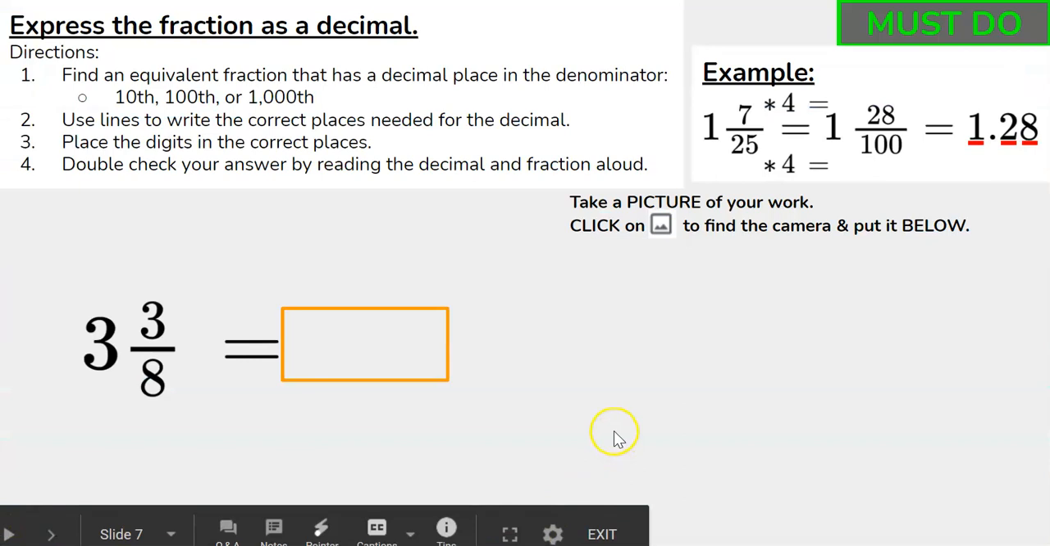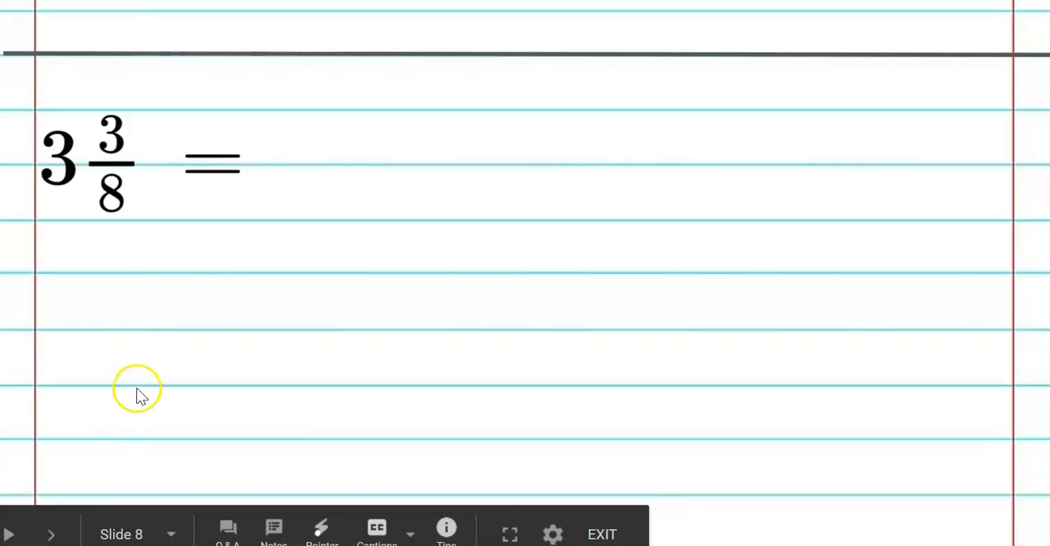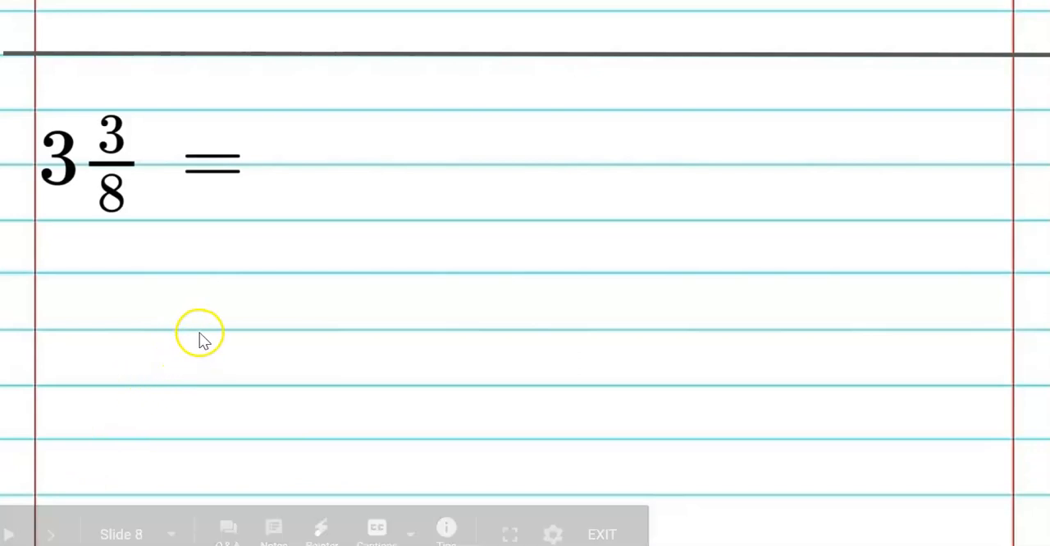So you might see a one again that looks like this. Here we have our mixed number and we want to turn it into a decimal. But right here, I don't see a tenth or 100th or 1000th. So again, in your notebook, go ahead and make your horizontal line. We're going to do one more example on this page. Write 3 and 3/8 equals. Pause the video if you need to have time.